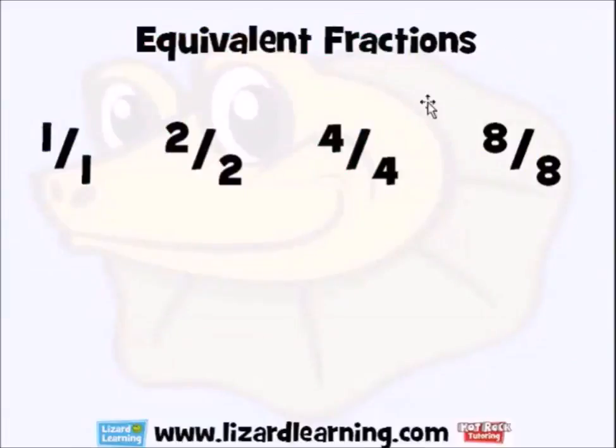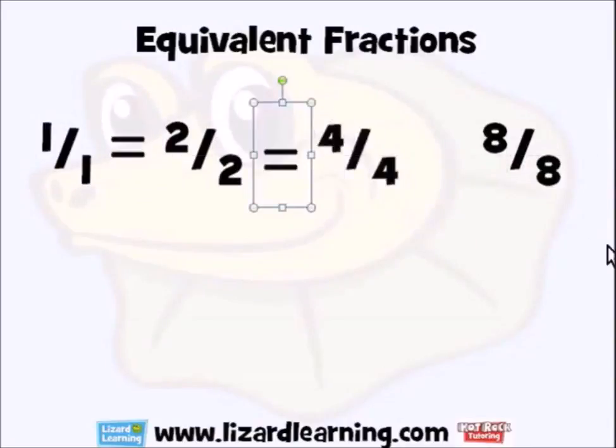So, equivalent fractions. They're all the same. They are all still the whole pizza. All they've done is just chop them into different numbers of pieces. They've still taken the whole lot. So these are all equivalent. Same amount of the pizza. And this is something very important.